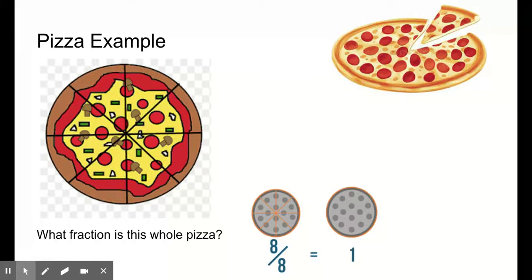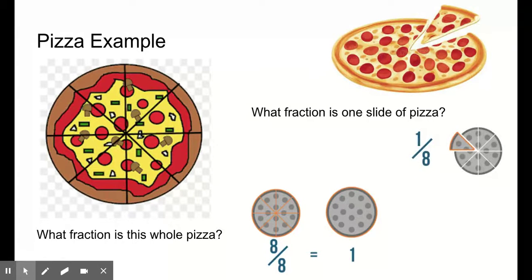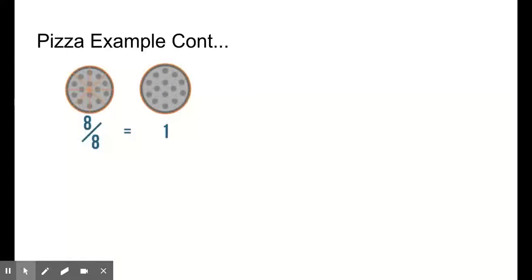Assuming that this pizza is also cut into 8 parts, what fraction is 1 slice of pizza? Ooh, Miss Bowen has a typo. So 1 slice of pizza is 1 out of 8. Okay, let's take this a little bit further. So we know that a whole is 8 out of 8, the whole pizza. 1 piece of pizza is 1 out of 8.